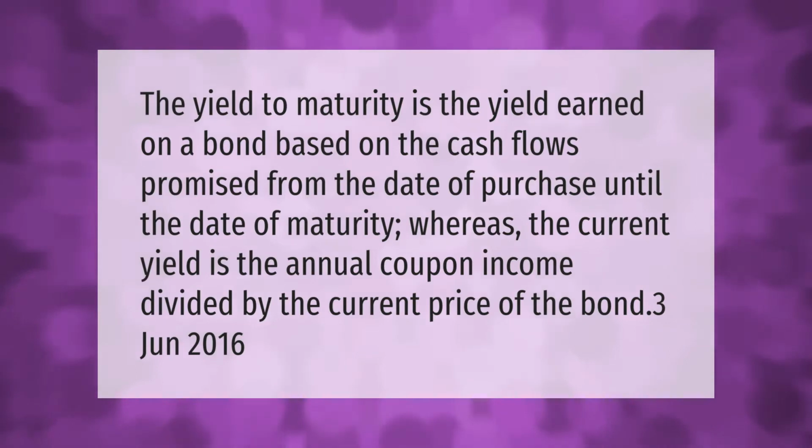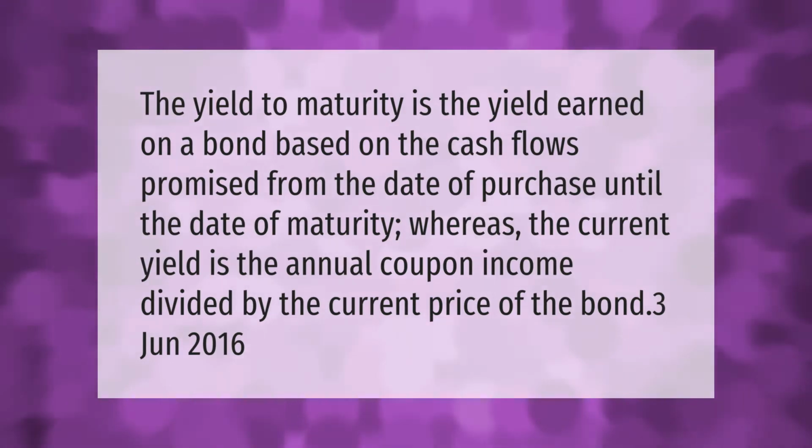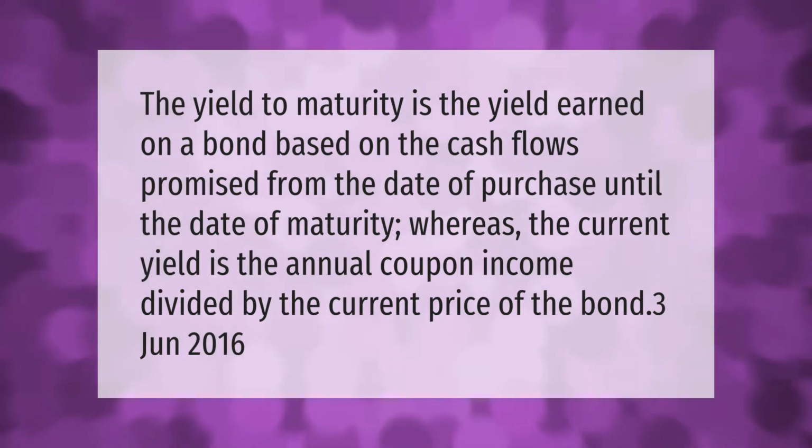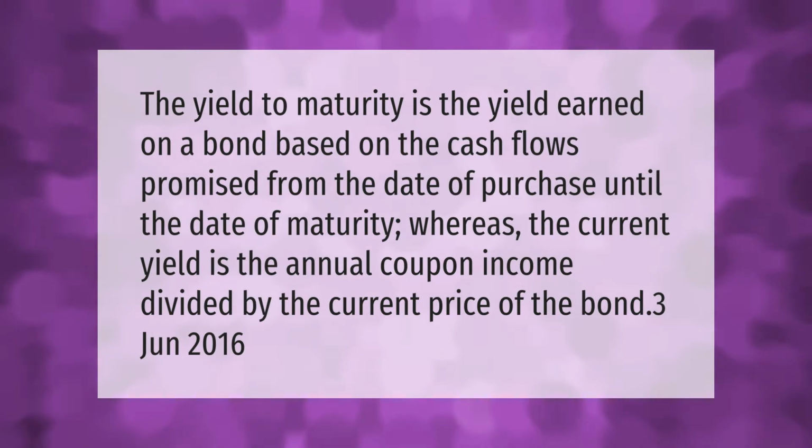The yield to maturity is the yield earned on a bond based on the cash flows promised from the date of purchase until the date of maturity, whereas the current yield is the annual coupon income divided by the current price of the bond.